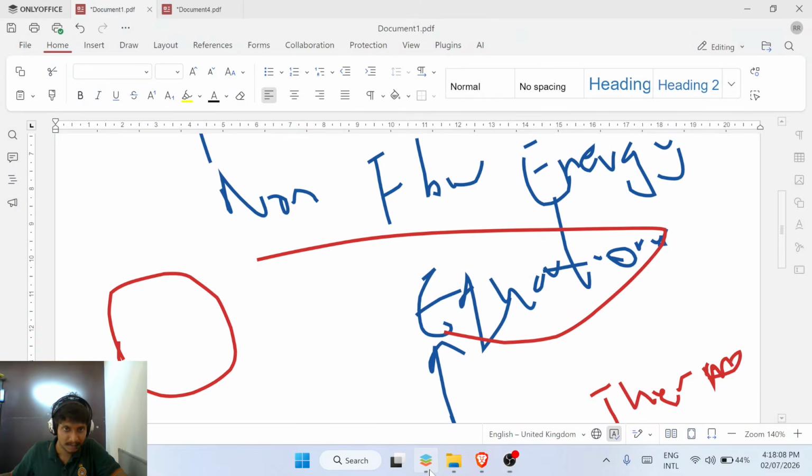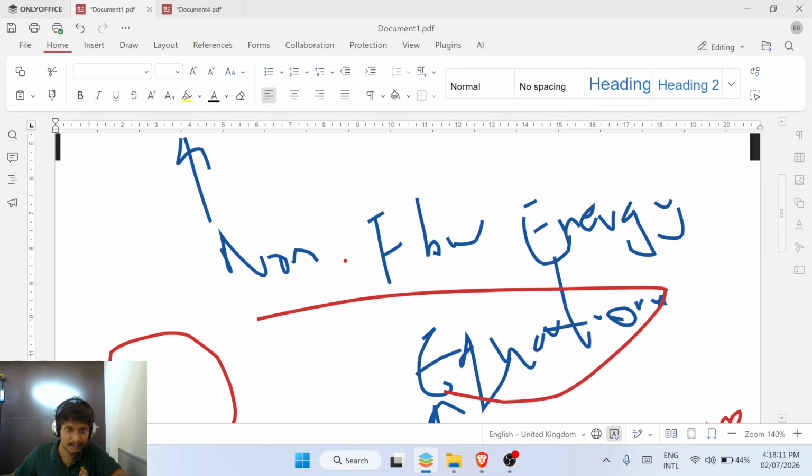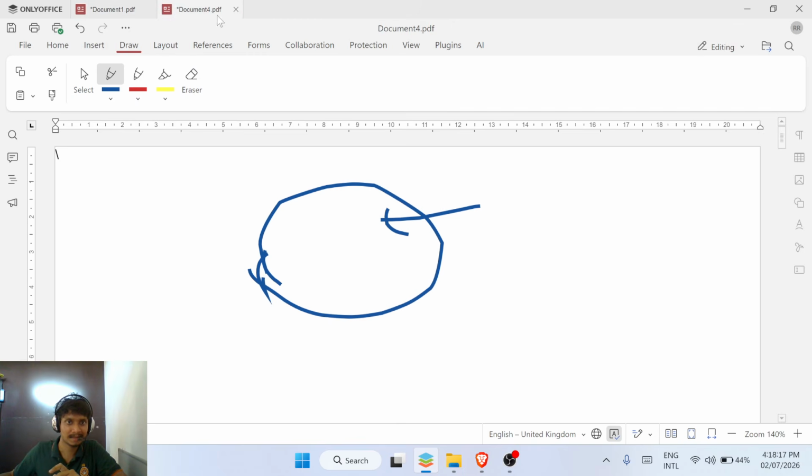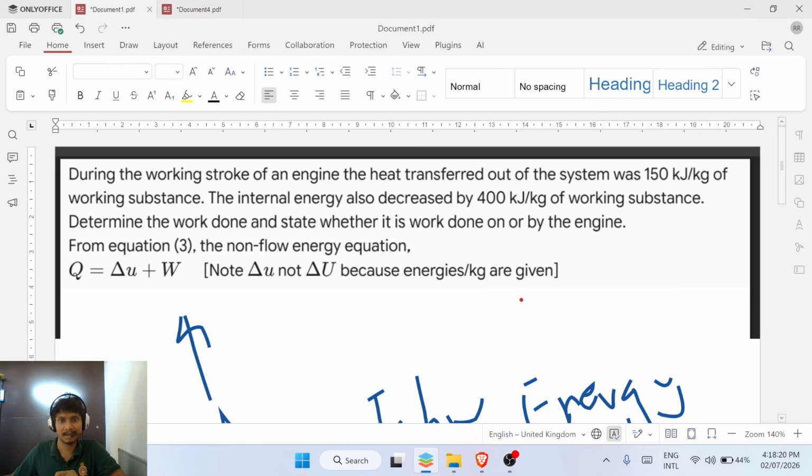Okay, let's move to the first question. This first question is based on the non-flow energy equation. So let's discuss the first question. We already discussed the theory about the non-flow energy equation.